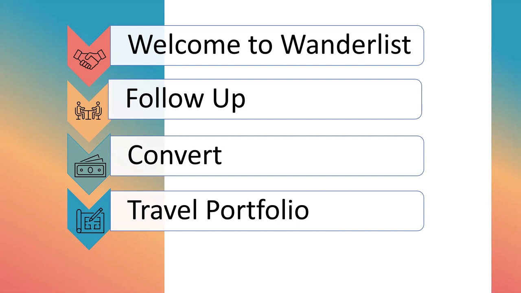So it might be questions like, oh, I saw you created a list for Italy and France and one for Australia. Any idea on timing for those right now? Do you have a time in mind? So just starting to ask questions to keep it moving along so that you can convert that list to an actual booking, which would be the third step.